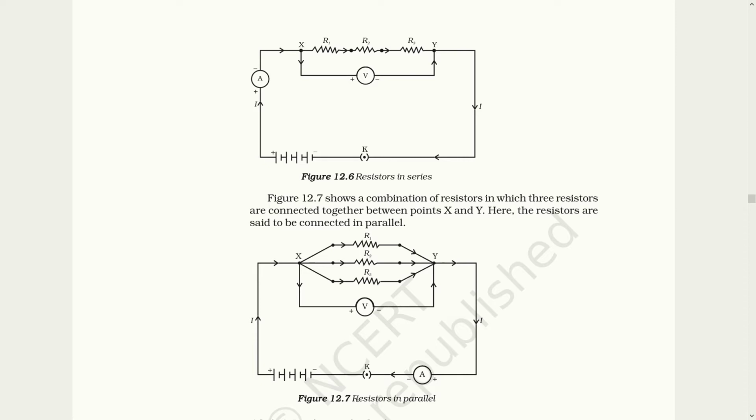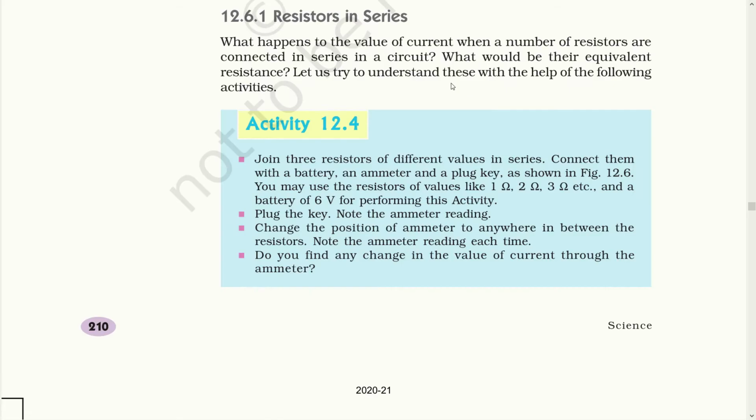While in the second figure you can see there are three resistors connected in parallel. That means each of them is connected to point X and point Y. So the current flows through all three in three different paths. Here, in series, the current flows through all three in the same path. So there are two ways to connect the resistors, series and parallel. Now let's study resistors in series.